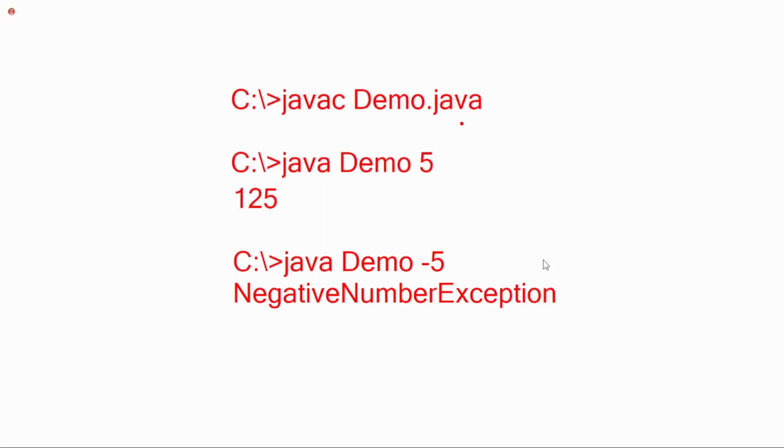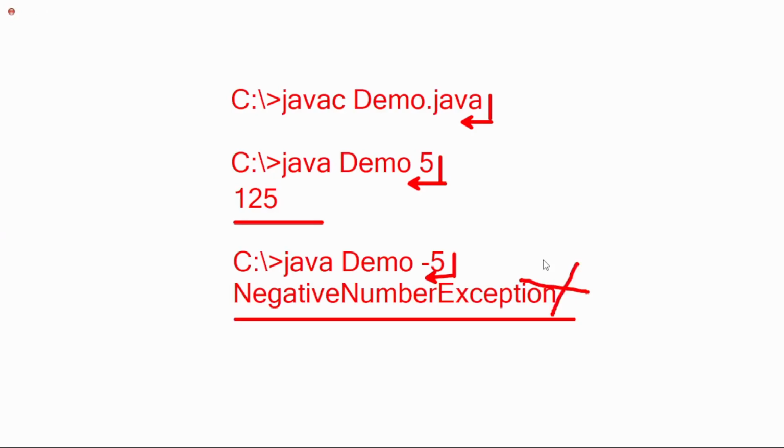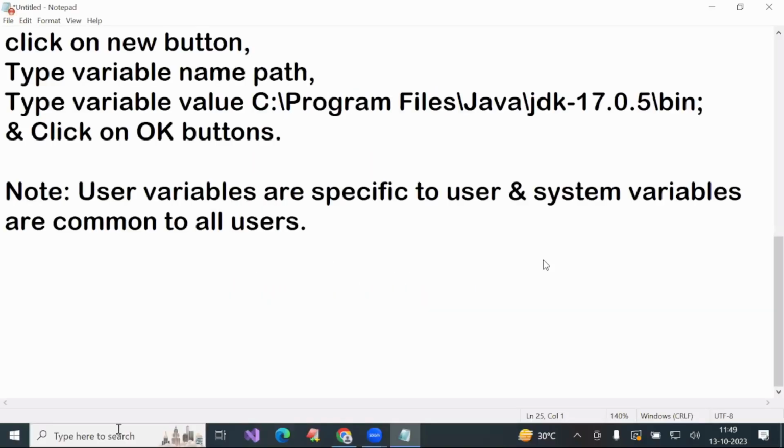I'll compile like this. I'll execute like this. If I enter a positive number, the output should be the cube of that number. If I enter a negative number, the output should be a negative number exception. This negative number exception is not there in the Java library. We are going to create a user defined exception. Okay. Now that program we'll see.